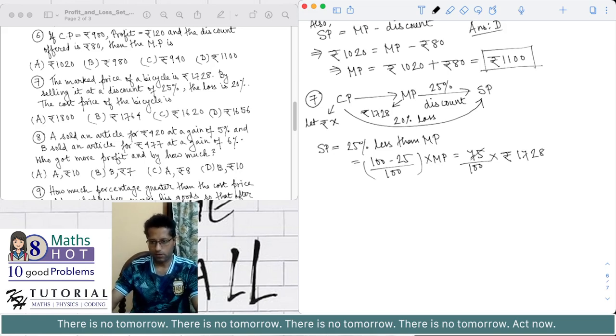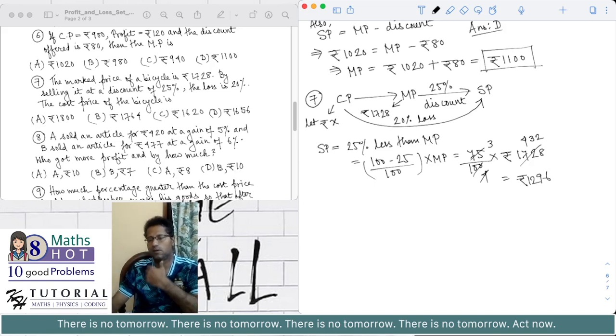So 25 divides 75 with 3, 25 divides 100 with 4, and 4 divides 1728 with 4, 4, 16, 3 and 2. So this is equal to 1296, which is the selling price.